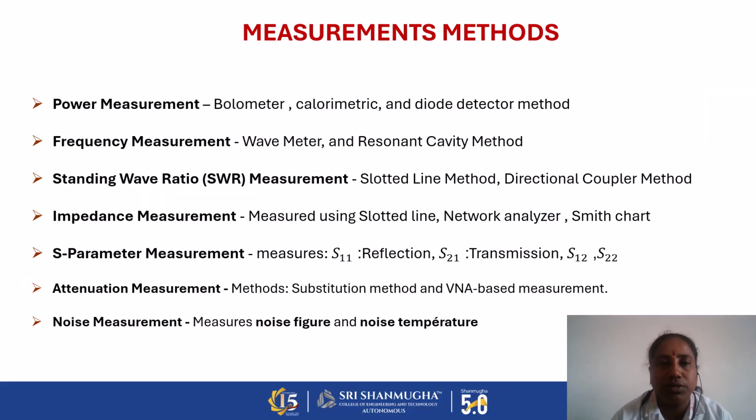And next, measurement methods. These are a few of the measurement methods present in the microwave system. First, power measurement, next frequency measurement, third SWR, that is standing wave ratio measurement, next impedance measurement, S parameter measurement, attenuation measurement, and then noise measurement. These are the general microwave measurement methods for analyzing parameters like reflection coefficient and transmission coefficient. In general, we use only the S parameter measurements.